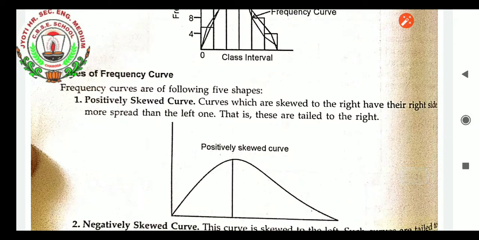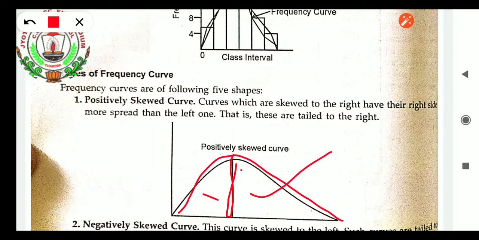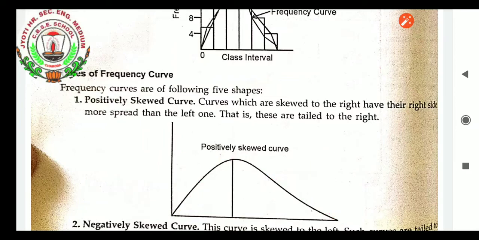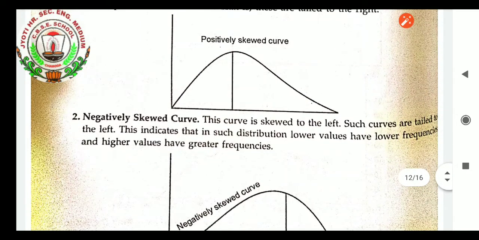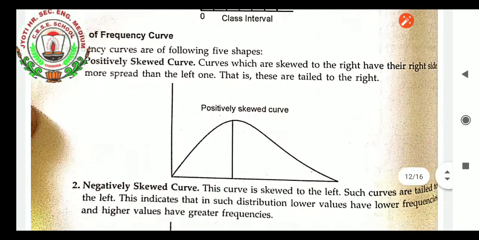Types of frequency curve. Positively skewed curve. Curves which are skewed to the right have their right side more spread than the left one. You can see in this particular graph, if you take the center of the curve, the right side is more spread as compared to the left side. Can you see? This is a positively skewed curve. By seeing the curve, you can recognize which type of frequency curve it is.